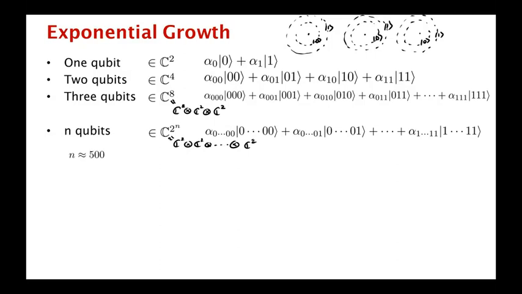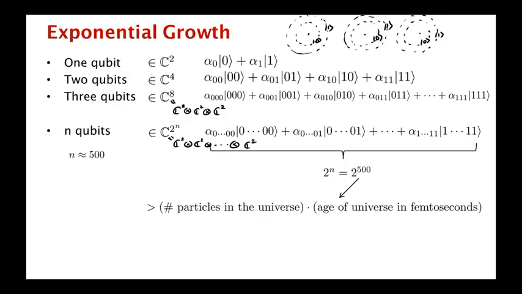Now, this kind of exponential growth in dimension is quite startling. So even for n equal to 500, 2 to the 500 is an unimaginably large number. It's larger than the number of particles in the universe. It's larger than the age of the universe in femtoseconds.